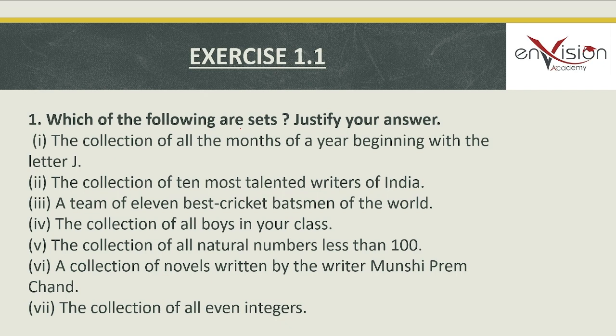So which of the following are the sets? Justify your answer. Now you have to check which of the given following statements are a well-defined collection of objects. So just remember the definition of this set: it is well-defined होना चाहिए और collection of objects होना चाहिए. Then if it satisfies both, then it is a set. The collection of all the months of the year beginning with the letter J. Is it a well-defined set? Yes, definitely it is a well-defined set.